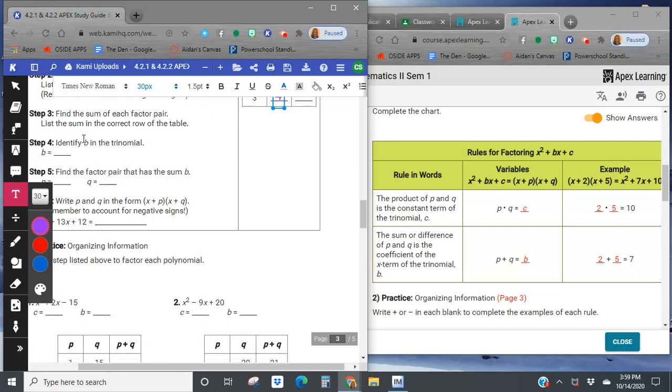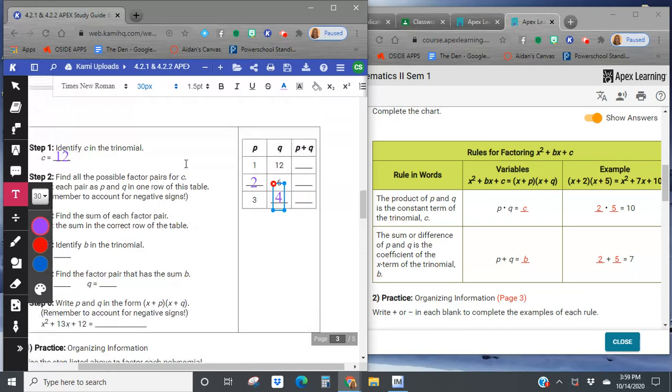Find the sum of each factor pair in the correct row of the table. So 1 plus 12, that makes 13. 2 plus 6, that makes 8. And 3 plus 4, that makes 7.